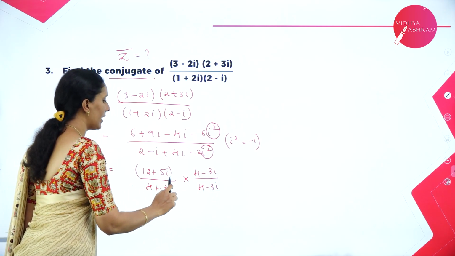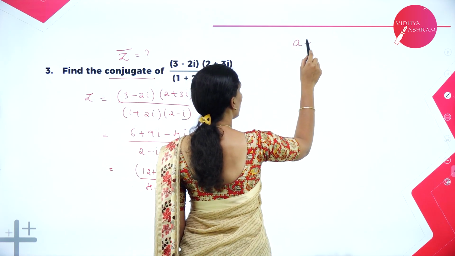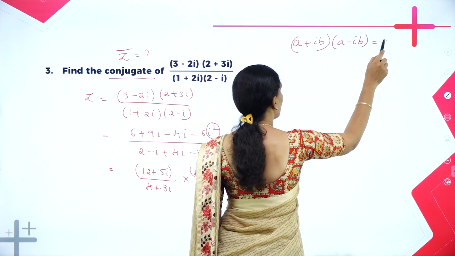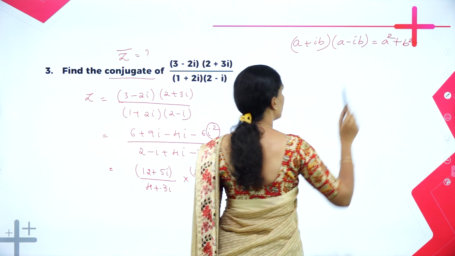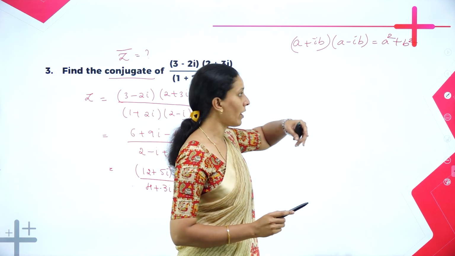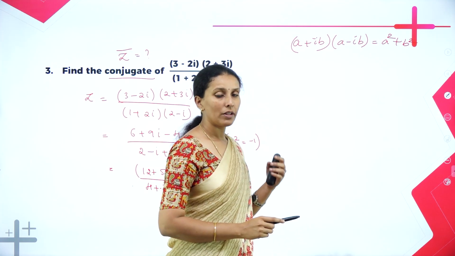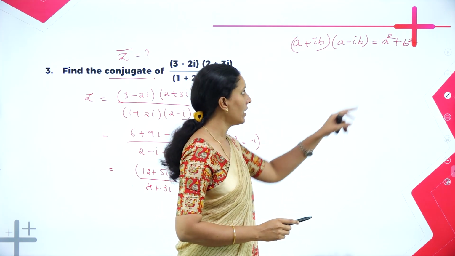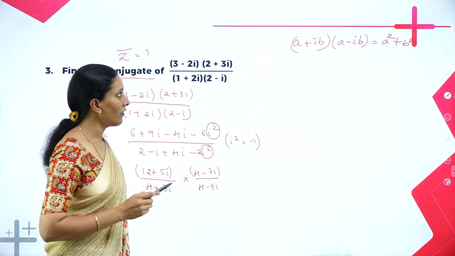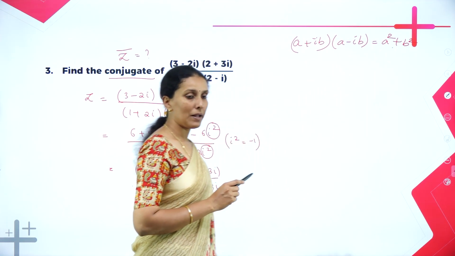Now let's multiply again the numerator and the denominator. So I told you any complex number in the form of a plus ib into a minus ib is nothing but a square plus b square, because we know the formula for a plus b, a minus b as a square minus b square, but here in the place of b square I have i square b square. When I substitute the value of i square, it will be equal to minus 1, hence here it will become positive, that is minus into minus 1 becomes plus. So therefore for any complex number of this form, the value can be taken as a square plus b square.